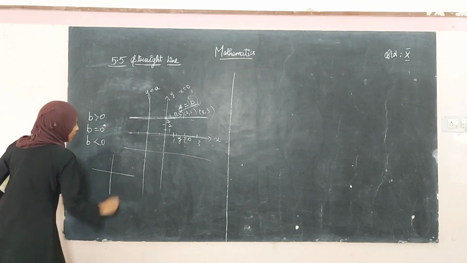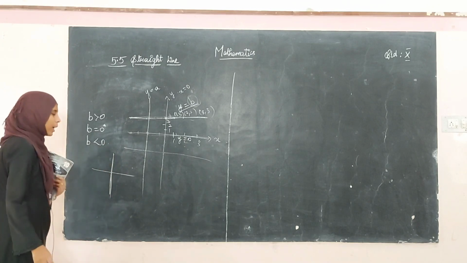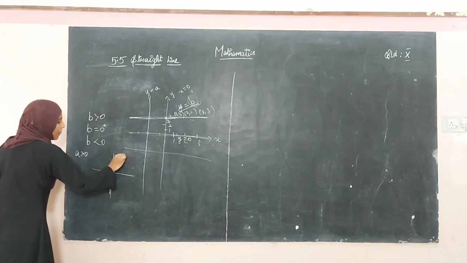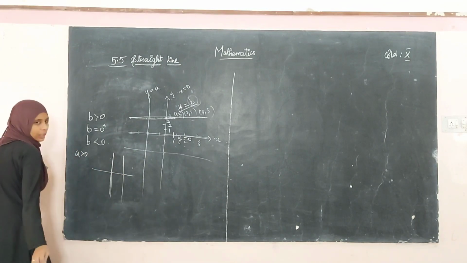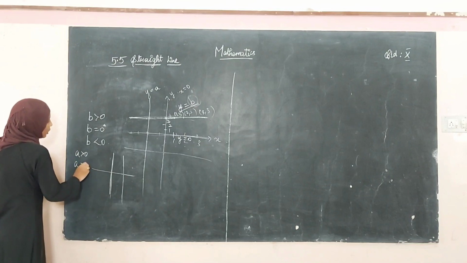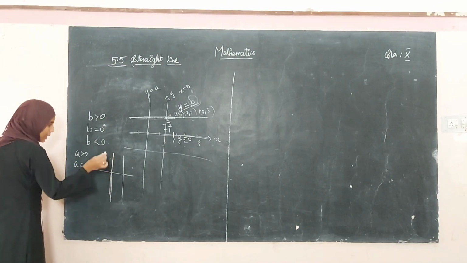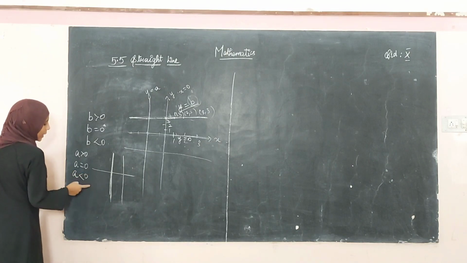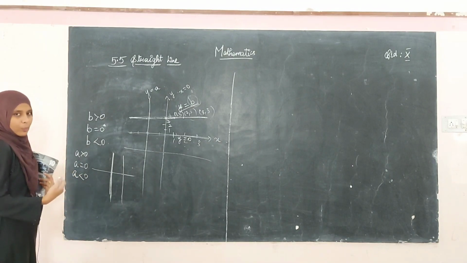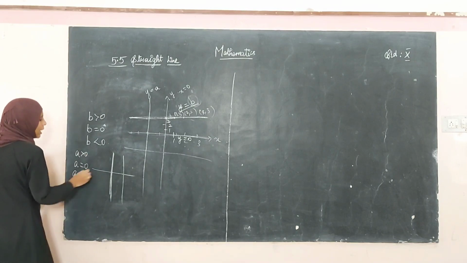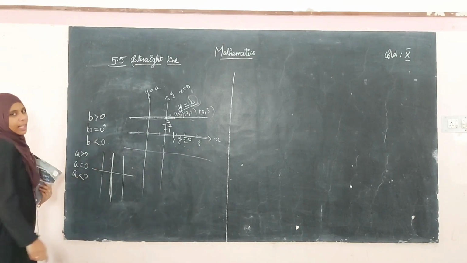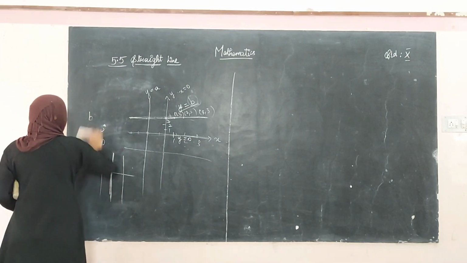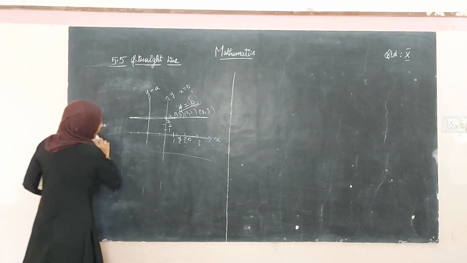Similarly, the same applies to the y axis. Suppose a is greater than 0, that line will appear to the right side of the coordinate axis. If a equal to 0, the line will be the coordinate axis. When a is greater than 0, the line is on the right; when the value of a is less than 0, negative, the line will be left to the coordinate axis. So you should be very clear while drawing the diagrams and while writing the equation of the straight lines.